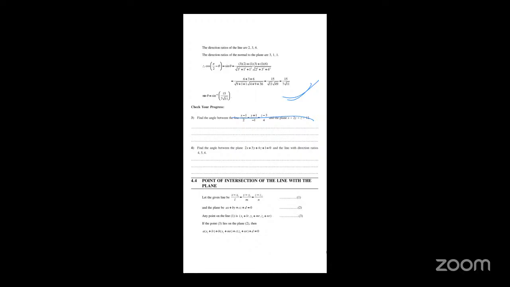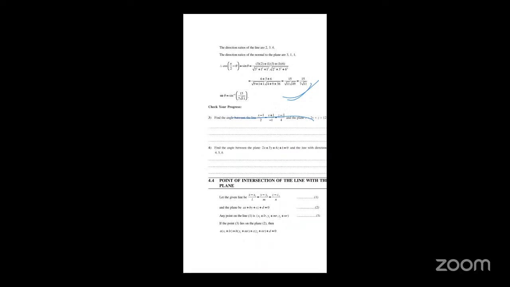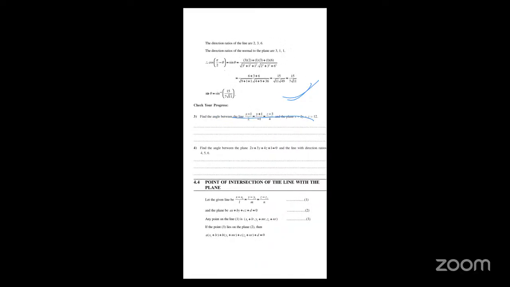Now up to now we found the angle between line and plane. Now we are going to discuss the point of intersection of the line with the plane. The point of intersection of the plane with the line, that we need to find out. So this is the line and this is the plane.